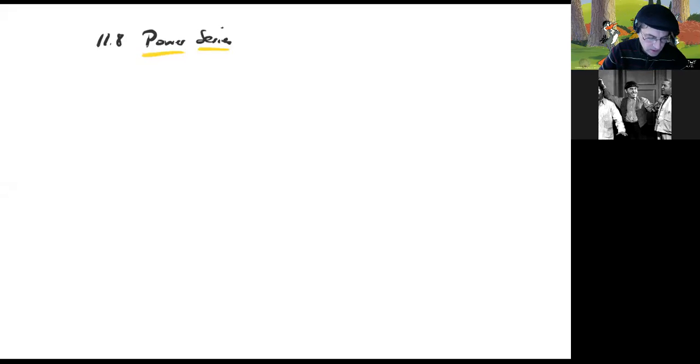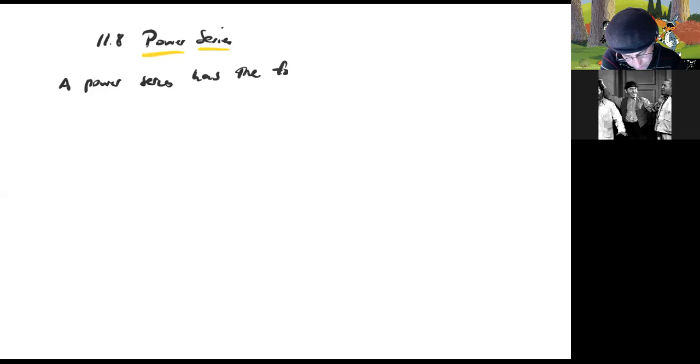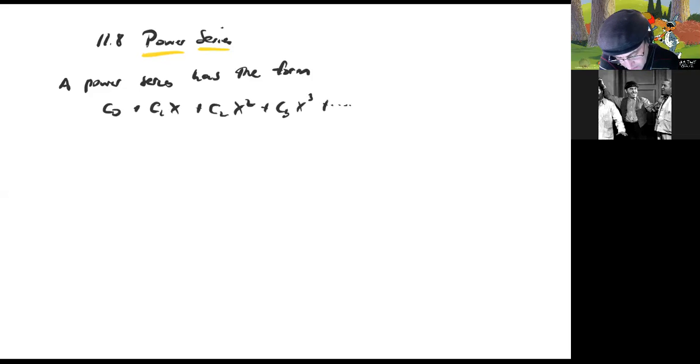So what's a power series? A power series has the form, let's say, C0 plus C1 times x plus C2 times x squared plus C3 times x cubed, etc. In other words, it's of the form the sum from n equals 0 to infinity of Cn x to the power of n.